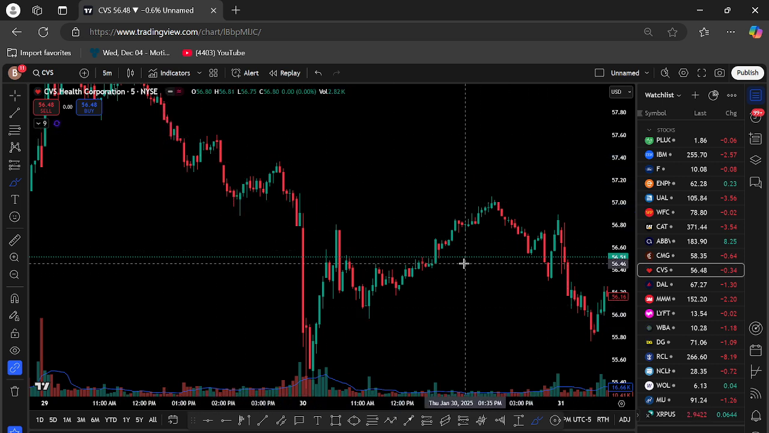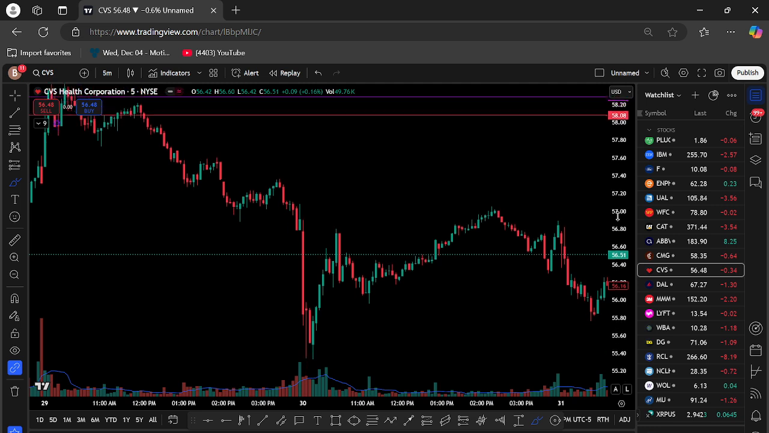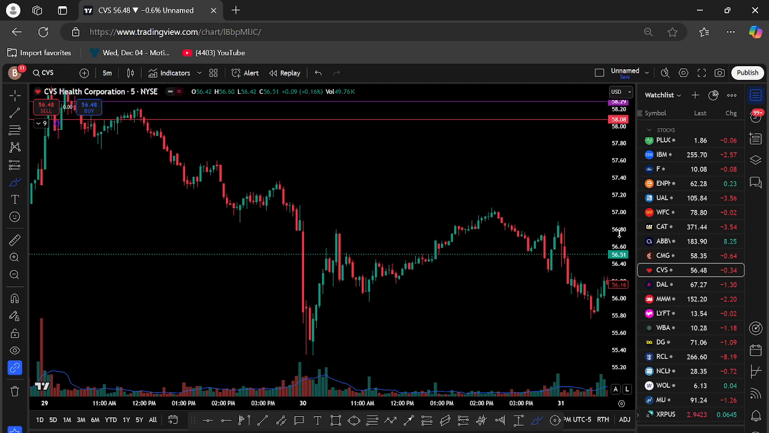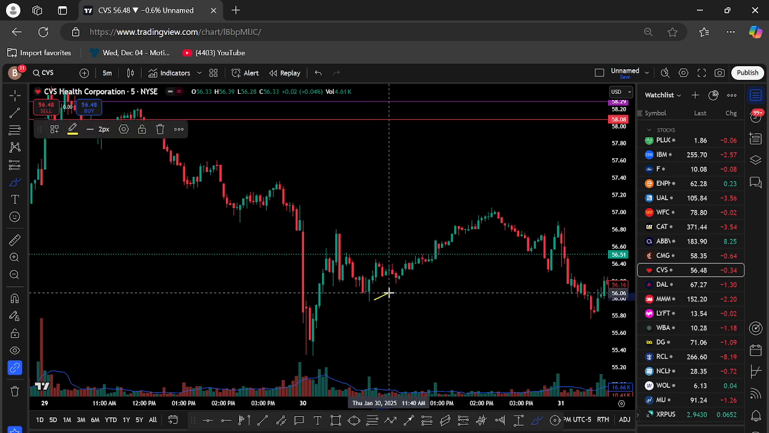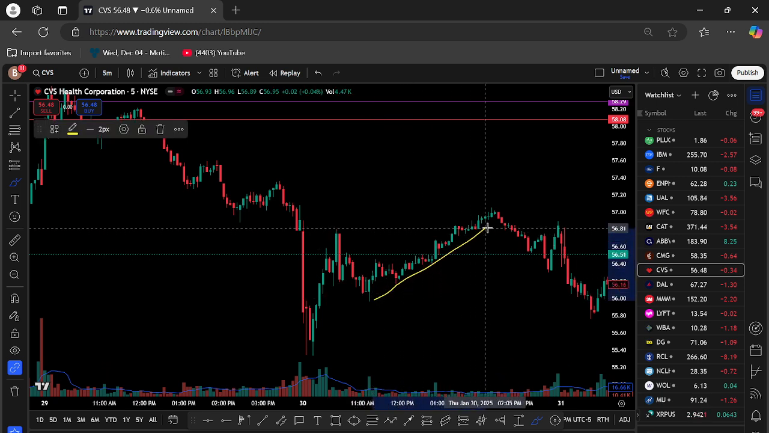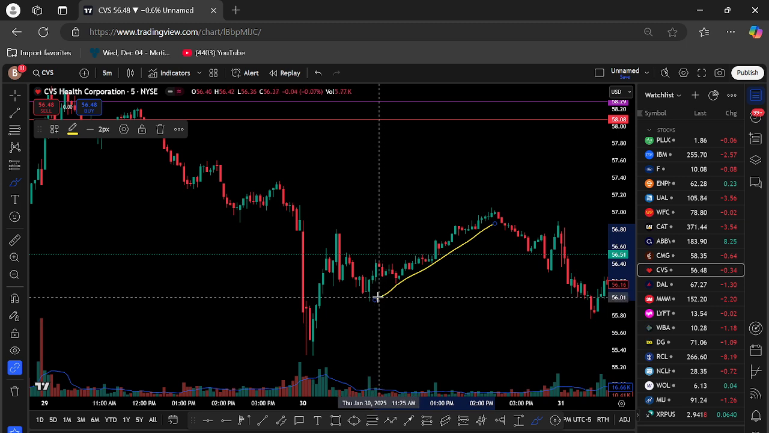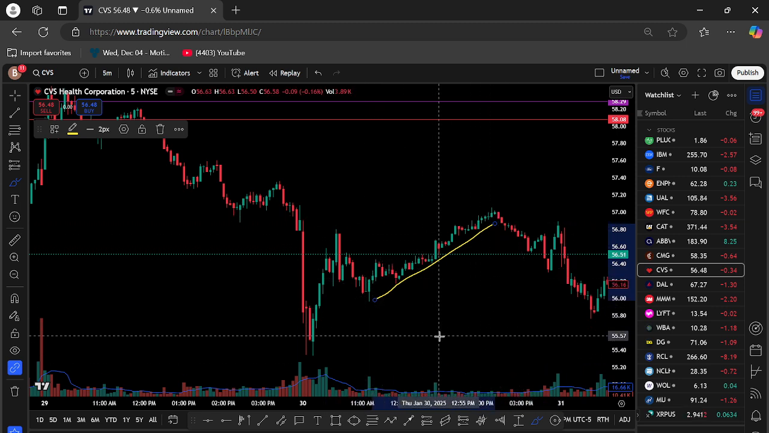What we're going to do now is look at different kinds of trends. The most important ones are the ascending and descending channels and trends. That will tell us what the stock is doing. An example I can see right off the bat is this right here. It's going up like a staircase, right? So that is an ascending channel, and it's an ascending trend.